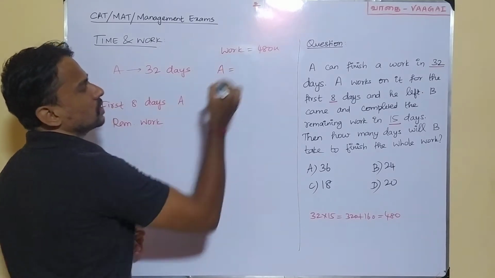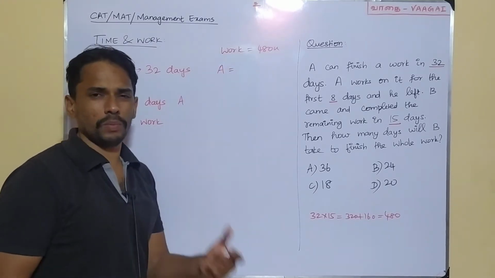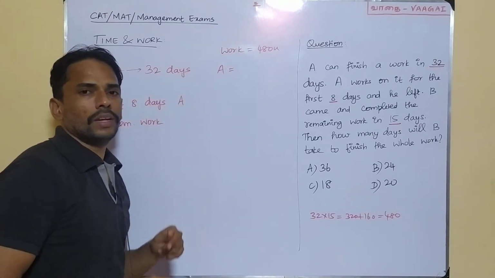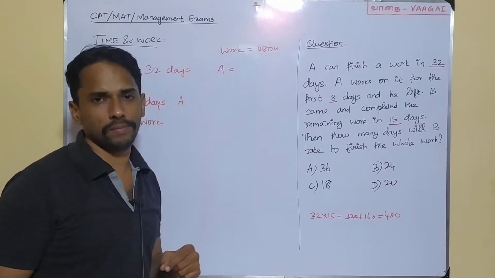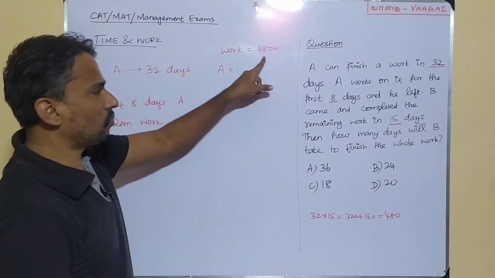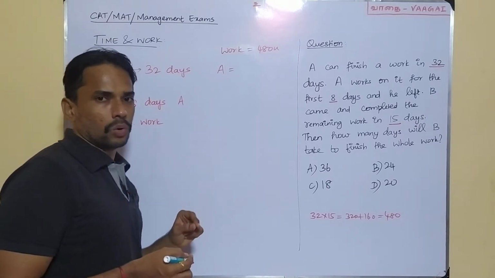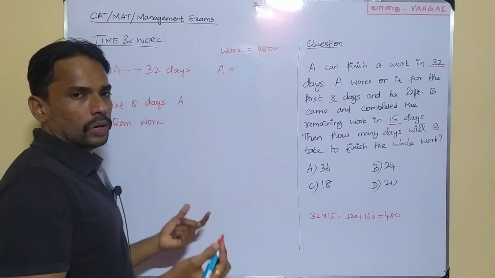So A's efficiency is going to be very simple. A can finish 480 units in 32 days. Then A can finish how many units in 1 day? That's what efficiency is. So what I have to do is simply divide 480 by 32. Okay, so 480 by 32, it's going to be very simple.